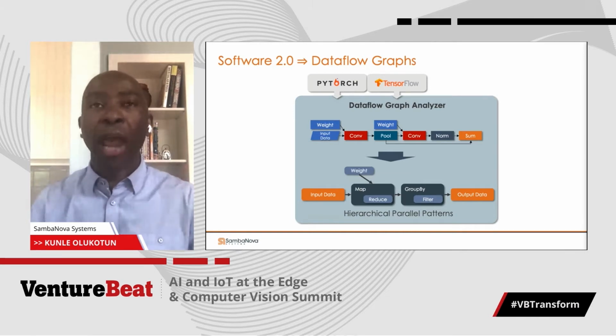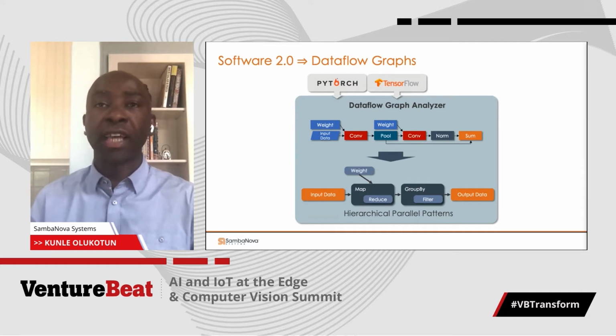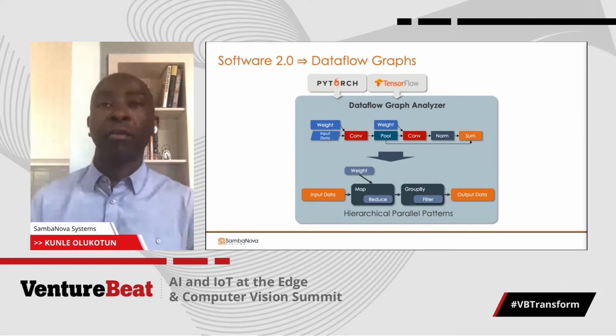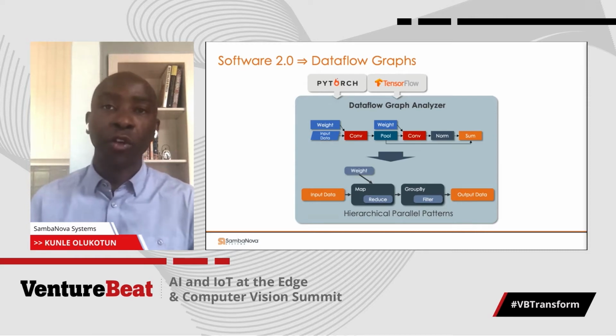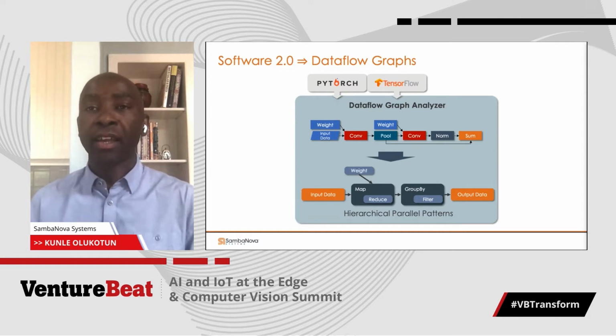The way that you describe algorithms and applications in software 2.0 is by using high-level frameworks that machine learning application developers use, like PyTorch and TensorFlow. These fundamentally produce a data flow graph that represents your application. The elements of the data flow graph are the core kernels of the machine learning algorithms, such as convolutions, matrix multiplies, and batch normalization kernels.